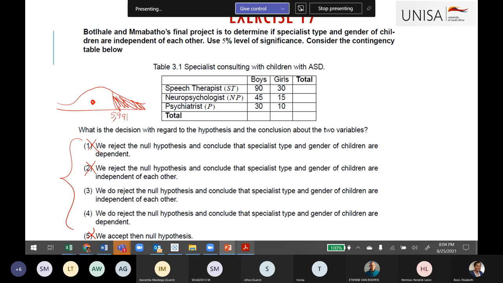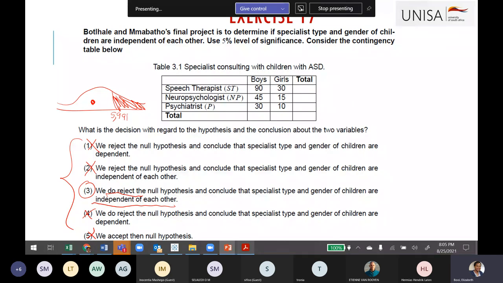Which one is correct between the two? Option 3 will be the correct statement, because option 3 states we do not reject the null hypothesis, like with the discussion that we just had. Because the null hypothesis is true, we can conclude that the specialist type and gender of children are independent of each other. So option 4 would be incorrect. And that is chi-square tests.